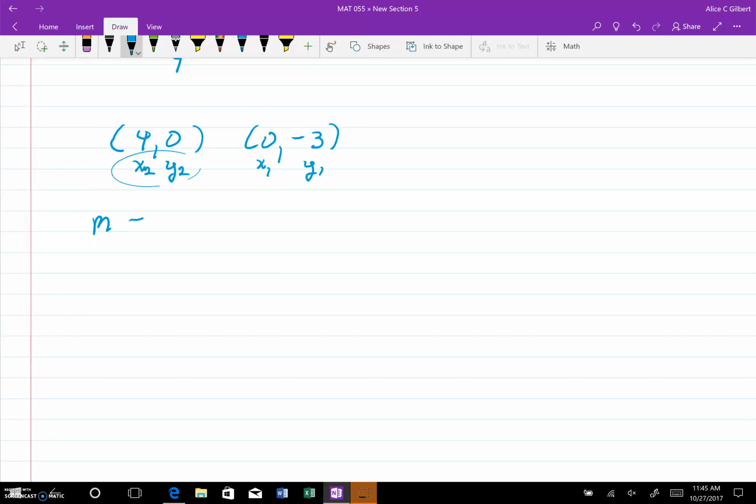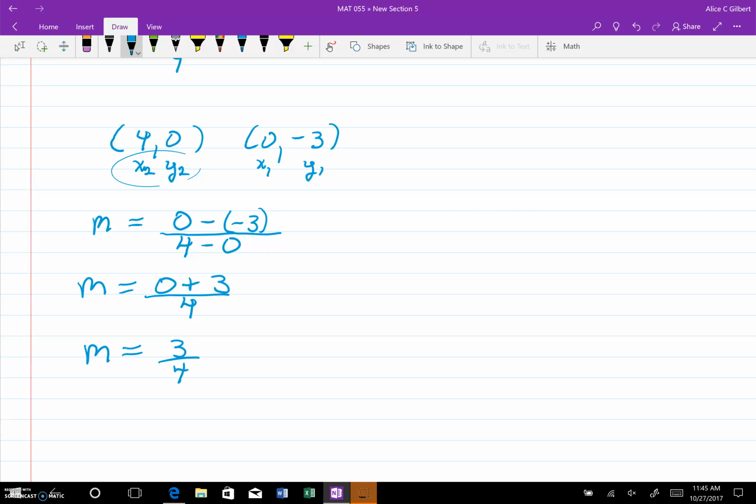So m equals y sub 2 minus y sub 1 over x sub 2 minus x sub 1. So now I've got m equals 0 plus 3, negative times a negative is a positive, over 4 minus 0 is 4, and 0 plus 3 is 3, 3/4. Okay?